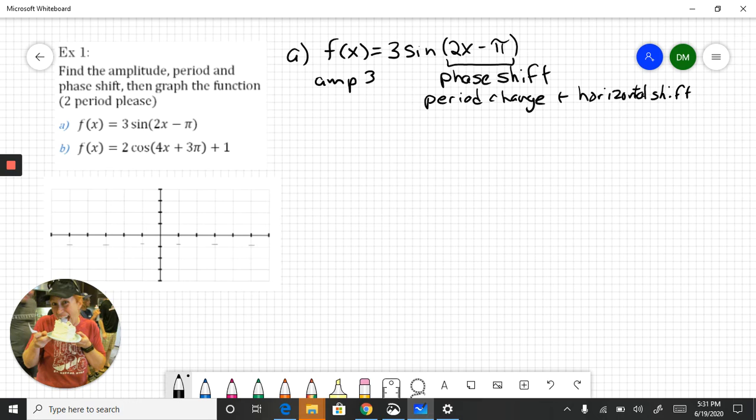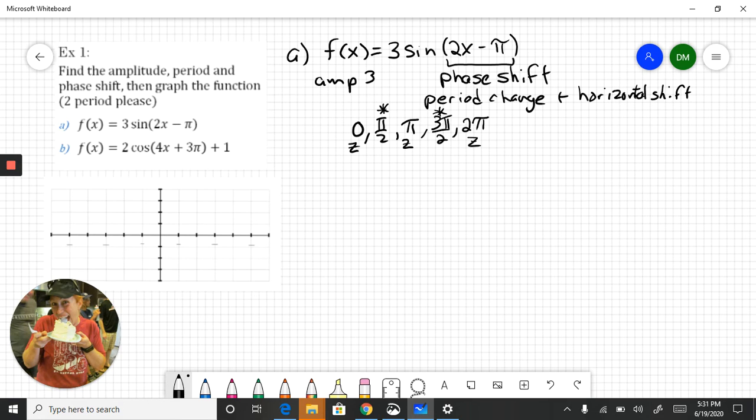So what we're going to do is take the key points for sine. That's 0, pi over 2, pi, 3 pi over 2, and 2 pi. I know these two are max and mins. The rest are zeros. So I'm putting z's with them so I remember that they're the zeros.